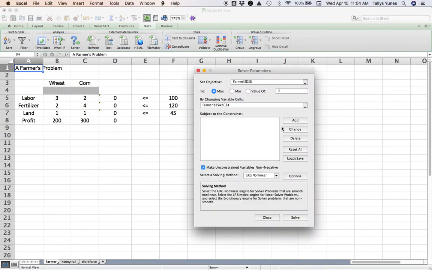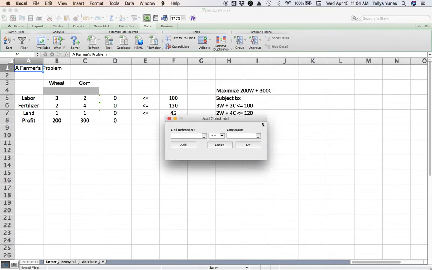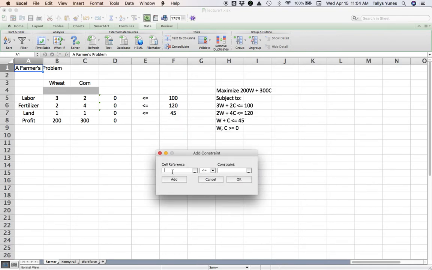For constraints, you click the Add button here. And it's going to ask you what is the cell that contains the formula on the left, what is the symbol in the middle, what is the cell that contains the formula or number on the right. For us here, we have to say labor used, D5, less than or equal to labor available, F5. If the symbol were different, let's say greater or equal, just open this drop-down list here and choose whatever you need. And because we're not done, I click Add to keep going.